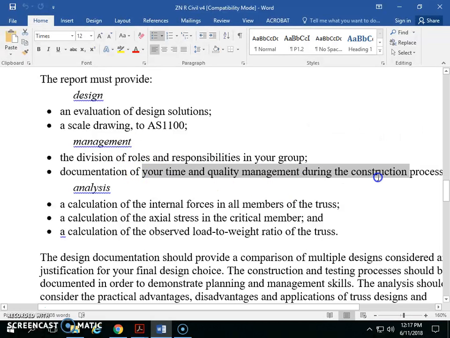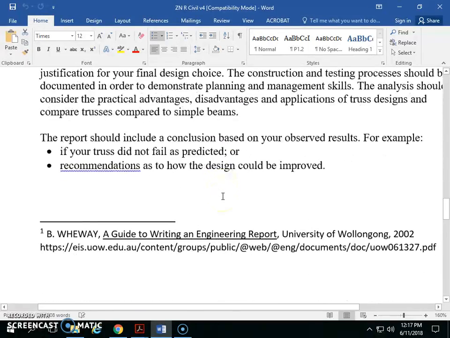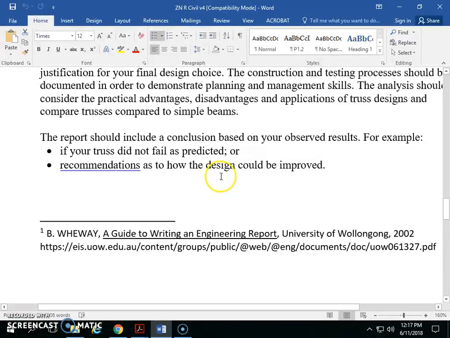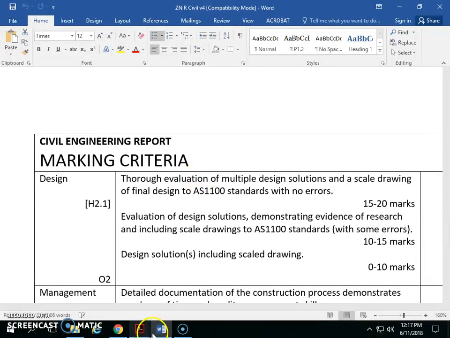Okay, you're going to document your process. You're going to calculate all the forces in your truss. You're going to calculate the critical member, and you're going to write about your load to weight ratio, which is how we're going to assess it. We're going to include your predictions about how it went, whether or not it went how you expected, and how it could be improved.